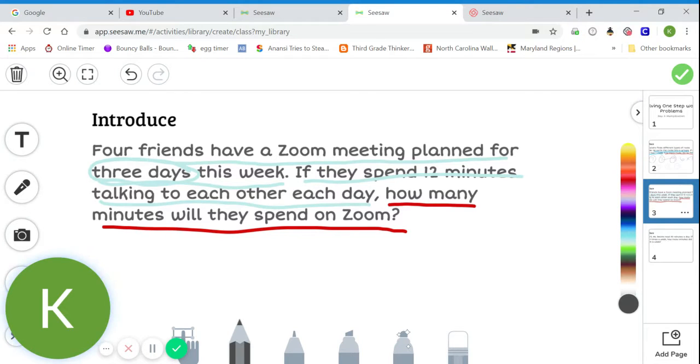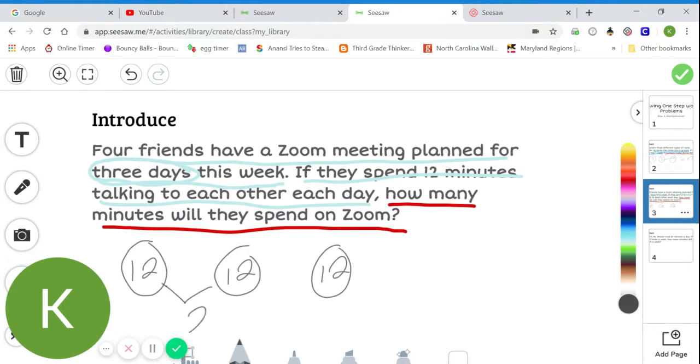Now that I know I'm working with 3 days this week and each day had 12 minutes, I can draw a model of that. So this would be day 1, day 2, day 3. They spent 12 minutes each day, so I'm going to write 12 in each group. Once again, I could have drawn dots, but I also know that multiplication is the same as repeated addition. I know 2 groups of 12 will be 24. So I just have to do 24 plus another 12 in order to figure out 3 groups of 12.